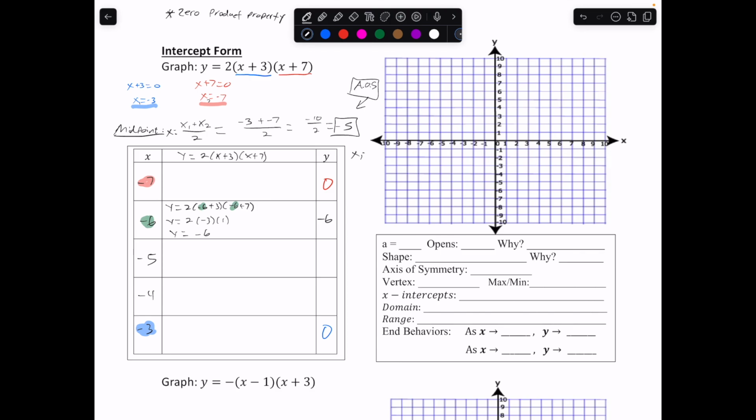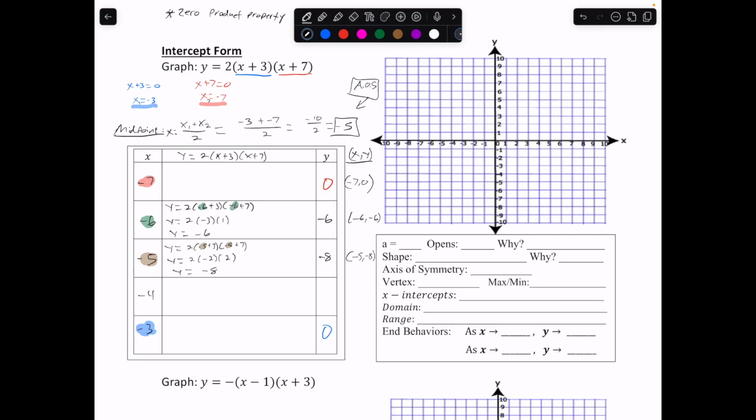Oh, and I forgot we should write our ordered pairs. So x comma y, our first ordered pair is -7 comma 0. Our next ordered pair is -6 comma -6. Our next ordered pair, let's figure that out. Now we're going to plug in -5. So y is equal to 2 times -5 plus 3 times -5 plus 7. Y is equal to 2 times -2 times 2, which gives us y is equal to -8. So our next ordered pair is -5 comma -8.